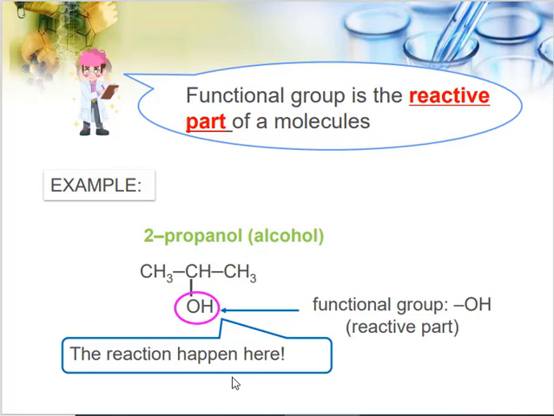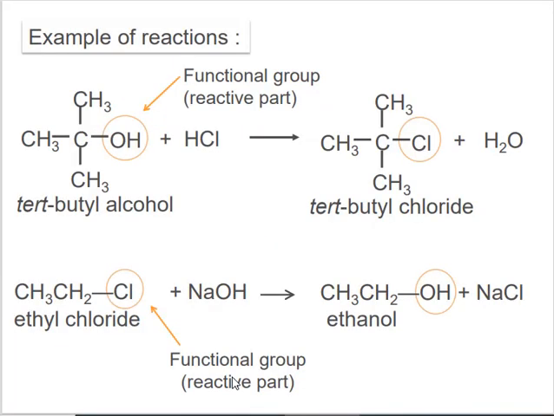Okay, so here is a molecule 2-propanol. It's an alcohol. You have an OH group at carbon number 2. So this is the functional group for alcohol. Okay, so any reactions involving alcohol will occur here at the OH group. Okay, so there are a few examples of reactions here. Just have a look first.